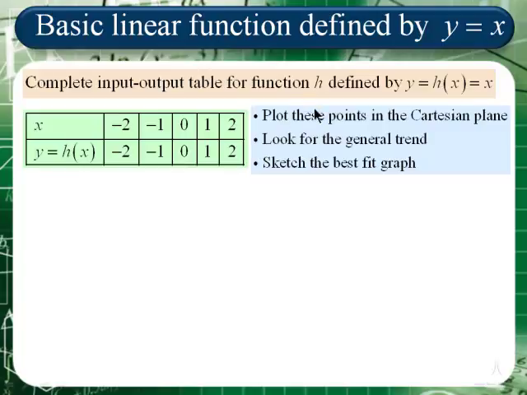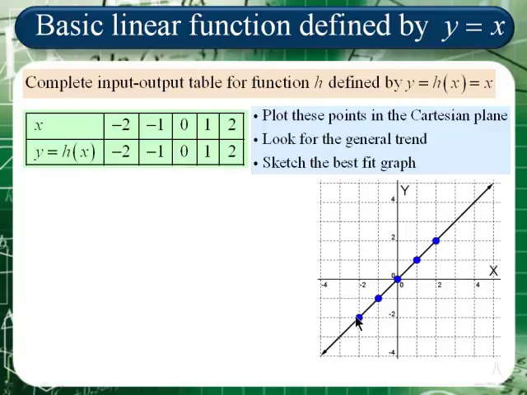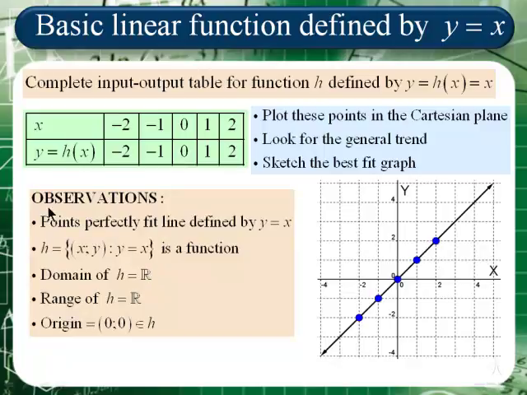Then we simply plot these points in the Cartesian plane, look for a general trend, and then sketch the best fit graph. As it turns out, in this case, if we look at the 5 points, we find that they lie exactly on this particular straight line, passing through the origin and making an angle of 45 degrees with the x-axis. So what observations can we make?